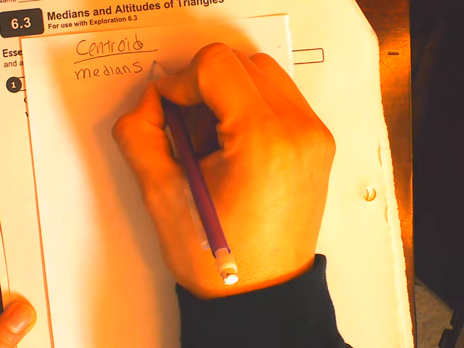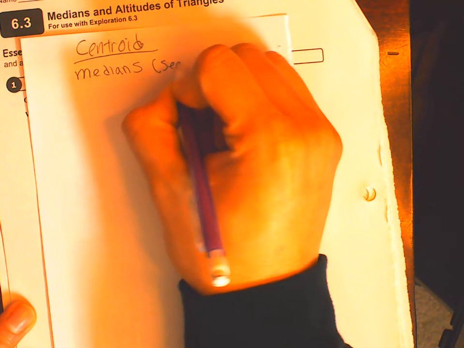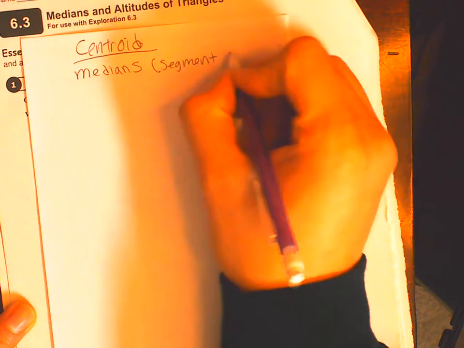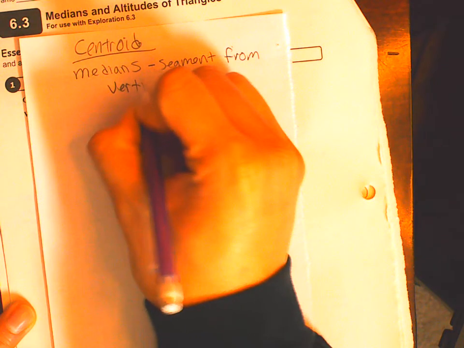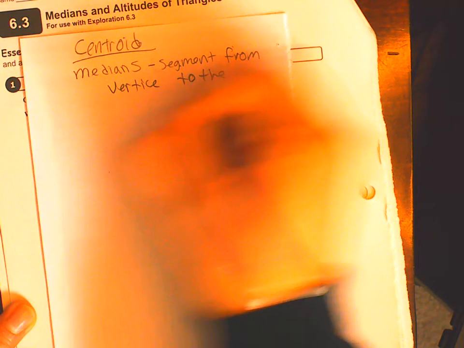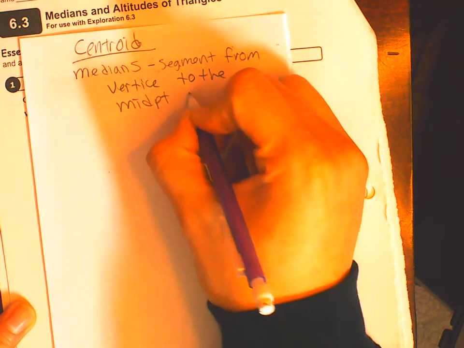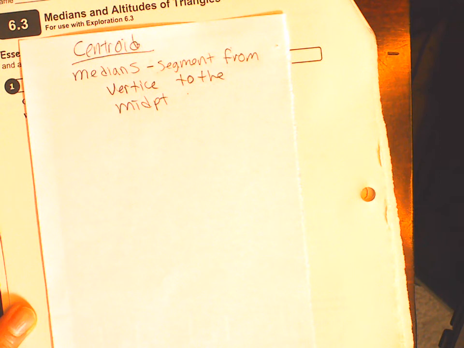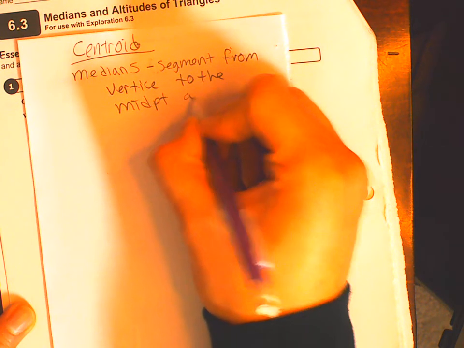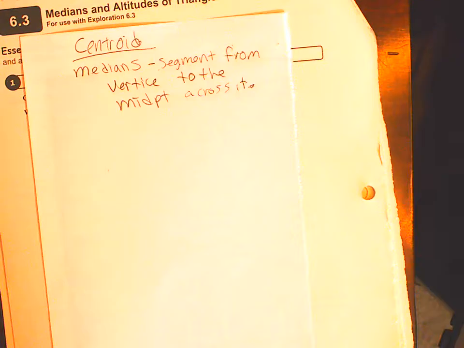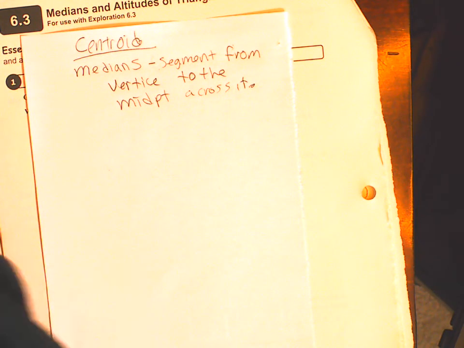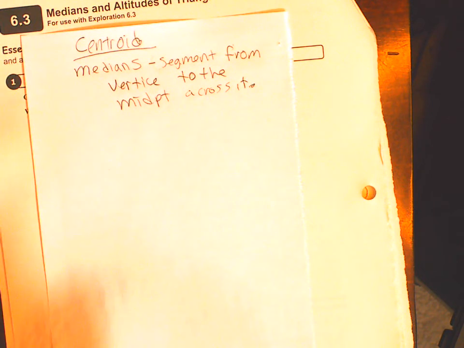Okay, so what exactly is a median? Because we haven't talked about this. A median is the segment from the vertex to the midpoint across it. You'll see. All right, so what do you need? You need a triangle. Okay, so go ahead and do that. Do that triangle again.